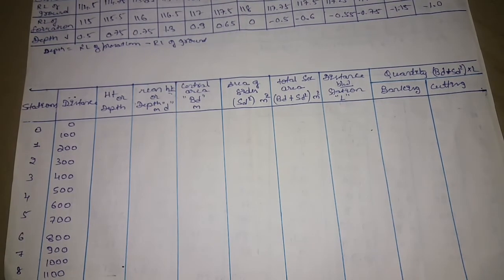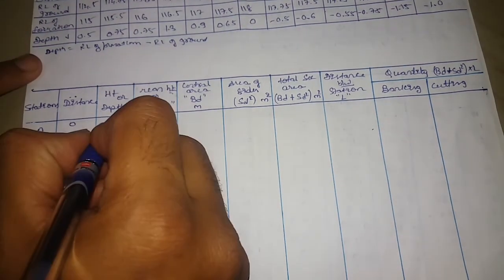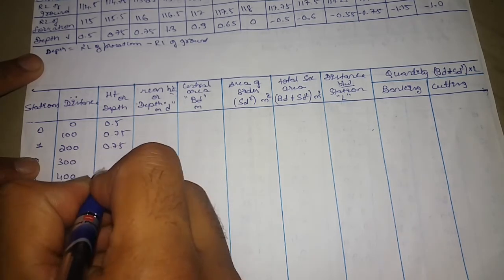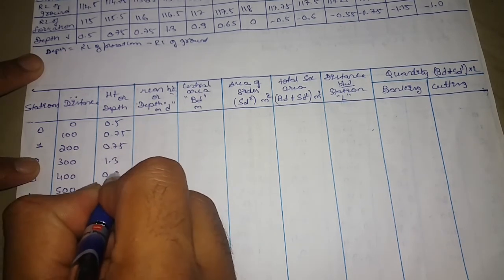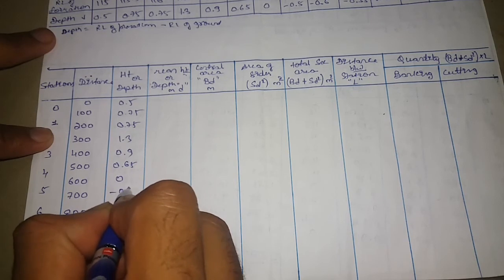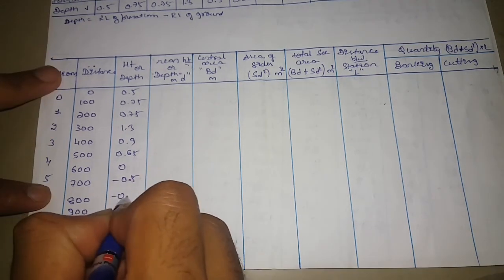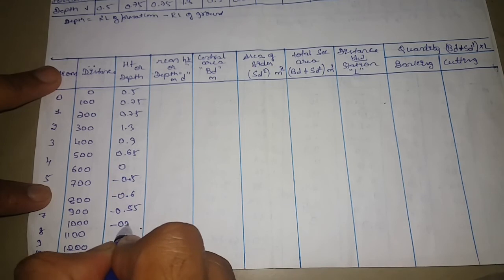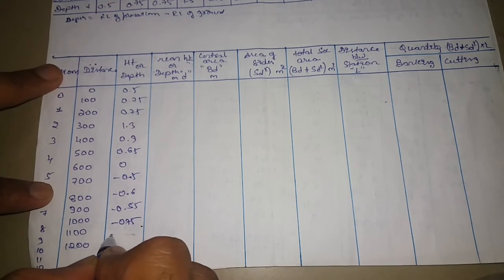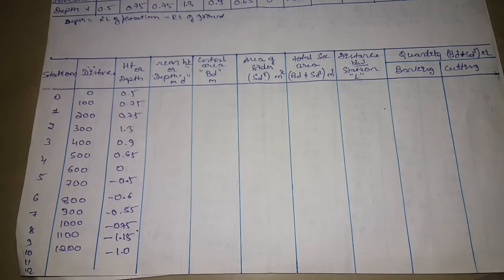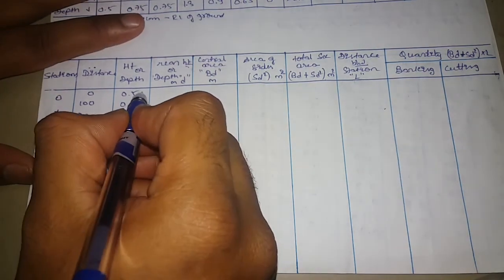So I just note down the heights, how much you got: it is 0.5, this is 0.75, 0.75, then 1.3, 0.9, 0.65, 0, minus 0.5, then minus 0.6, minus 0.55, minus 0.75, this will be minus 1.15, this will be minus 1.0. So this is what we got. Now we need to find out the mean.